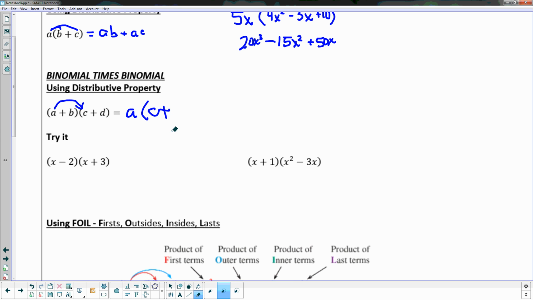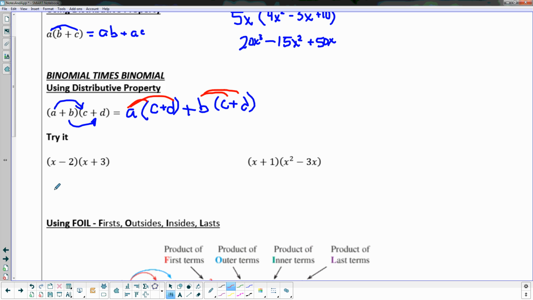Sorry, I tried to go a little too fast there. So I want to take A and multiply it by C plus D. And then I want to take B and multiply it by C plus D. And then I'll notice that after that I will have to distribute the A and distribute the B, but I'm not going to write that out. We'll just look at it here.